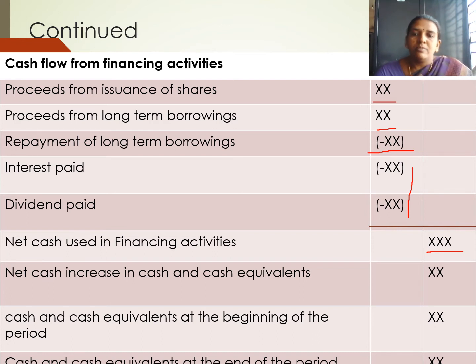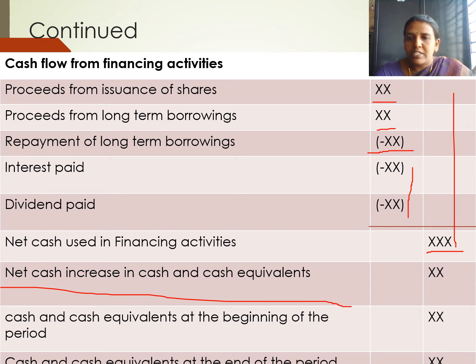Then next, by adding all these three, that is, cash flow from investing activity, which may be positive or negative, cash flow from financing activity, and cash flow from operating activity, either positive or negative, we will get the net increase in cash and cash equivalents, whether cash has increased or not. And then next we have to write cash and cash equivalents at the beginning of the period as given in the balance sheet, and last one is cash and cash equivalents at the end of the period.